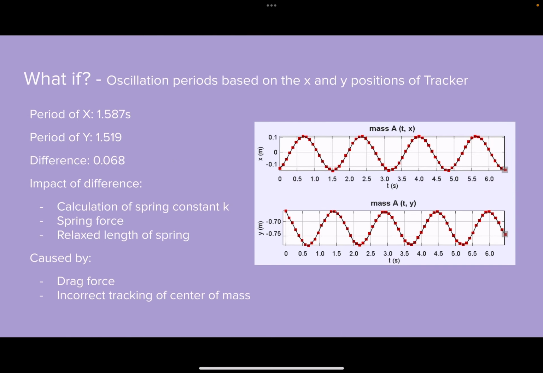Now, what if the oscillation periods of the X and Y position were different? Well, they actually are a little bit different, with a difference of 0.068 in the periods, and this can result in differences in calculations of spring constant K, spring force, and relaxed length of the spring, but it could also be caused by drag force or incorrect tracking of the center of mass.